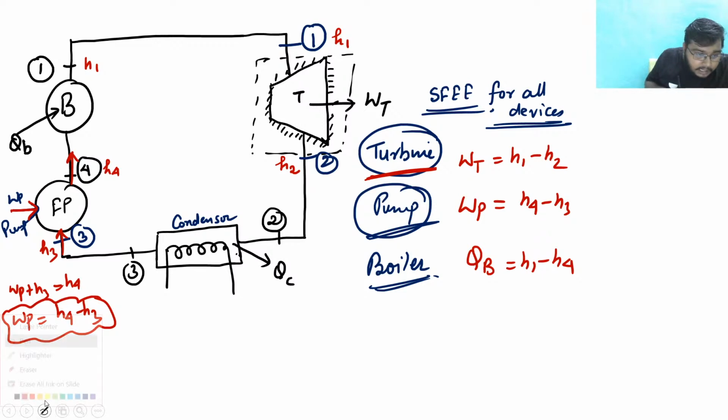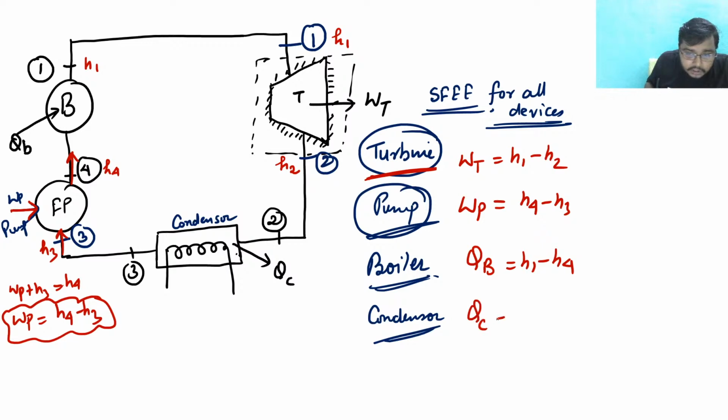After that, for a condenser. How can I write for a condenser? QC is going to be equal to, this is state 2, so enthalpy associated with state 2 is H2. Enthalpy associated with state 3 is H3. QC is outside, H2 is in, H3 is out. So in is equal to out, and you get H2 minus H3.